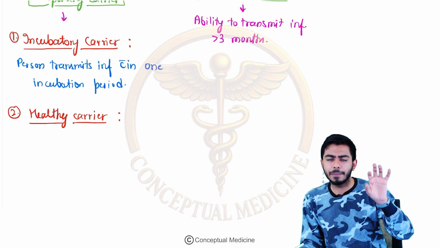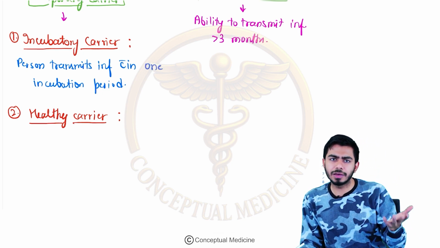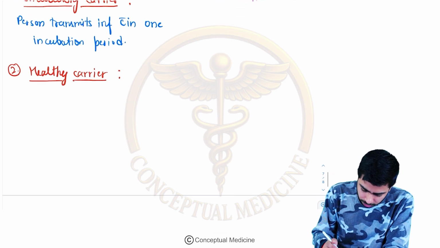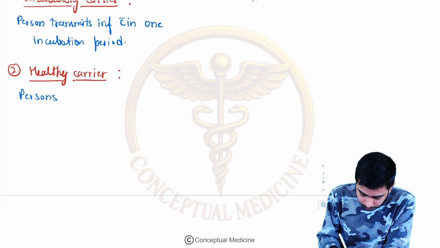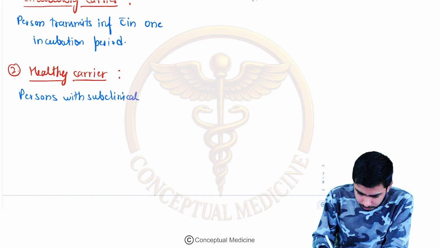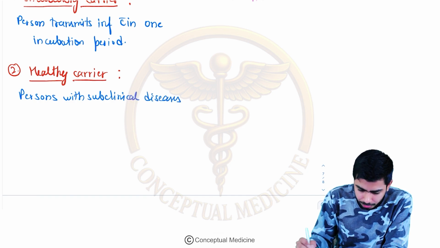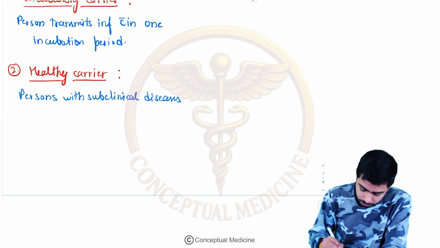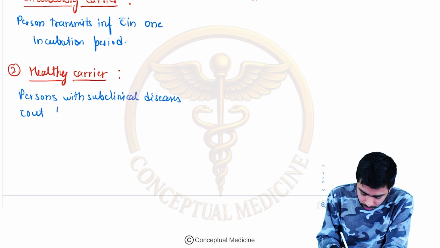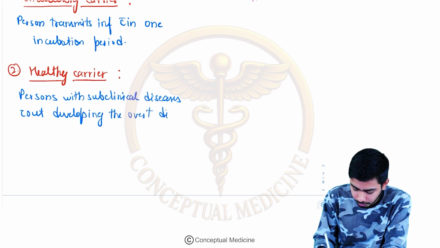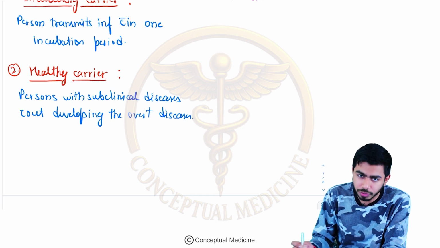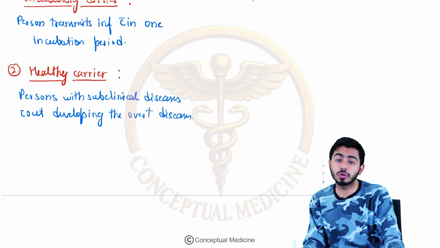So he is apparently looking healthy, but he might be having some kind of subclinical disease. So persons with subclinical disease, without developing the overt disease, that is called the healthy carrier. Overt disease, we generally use it for, for example, overt diabetes.